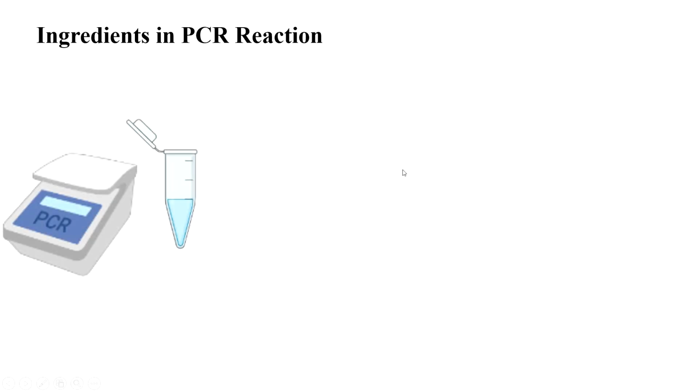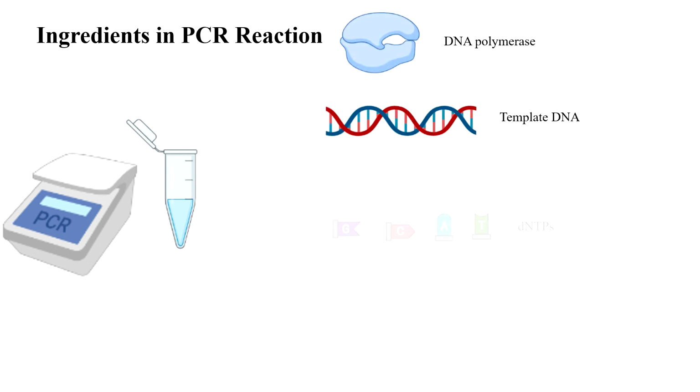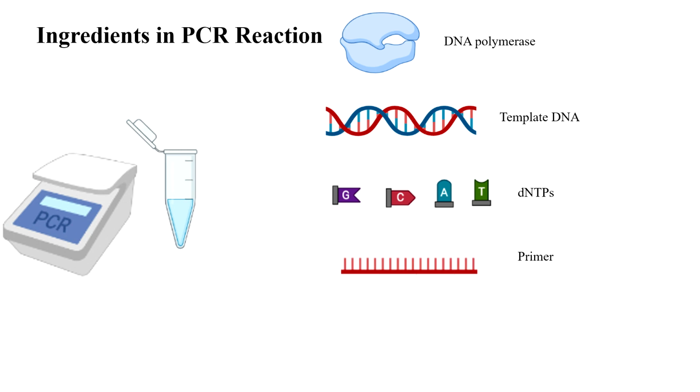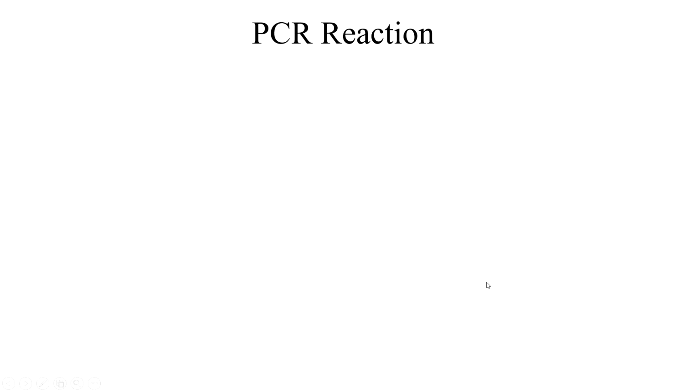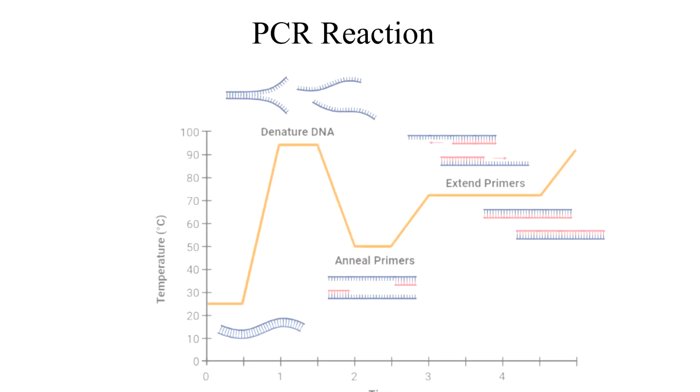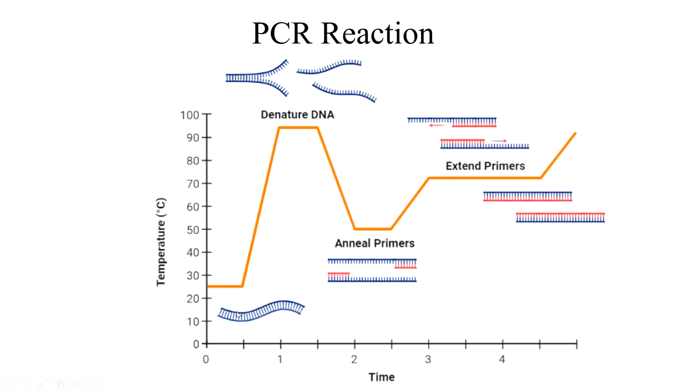We know the main ingredients in PCR reactions are DNA polymerase, template DNA, dNTPs, and the primers. Here I have shown the basic concept of PCR. First we have the template DNA, which denatures at high temperature, and after the denaturation these two strands separate. After the separation the primers anneal to these strands, and then extension occurs with the help of DNA polymerase. Here the DNA polymerase adds the dNTPs and extends the chain.